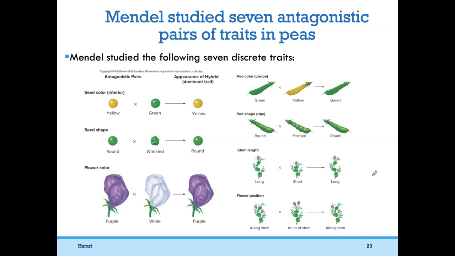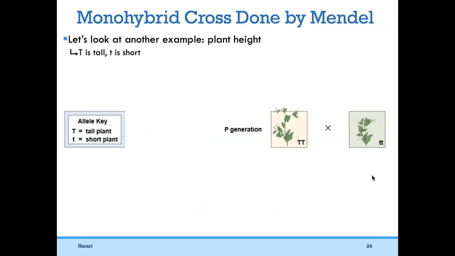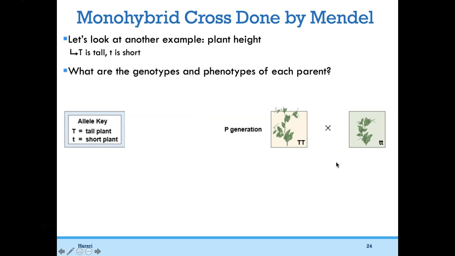So now let's look at another example, and you should have a blank sheet of paper with you because we're going to go through this step by step. In addition to the seed color of yellow or green, Mendel also looked at the pea plant height. So plant height is determined by 2 alleles. Big T is tall, little t is short. What are the genotypes and phenotypes of each parent?